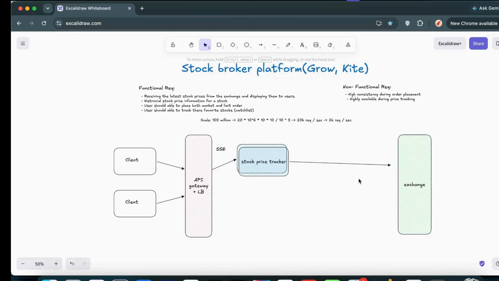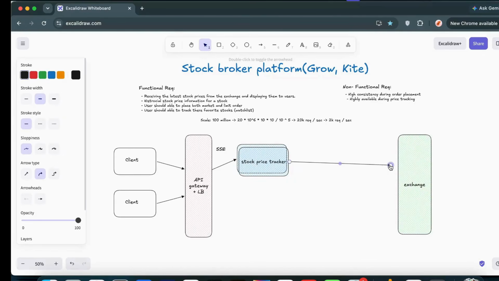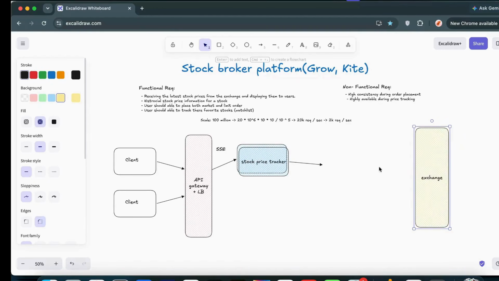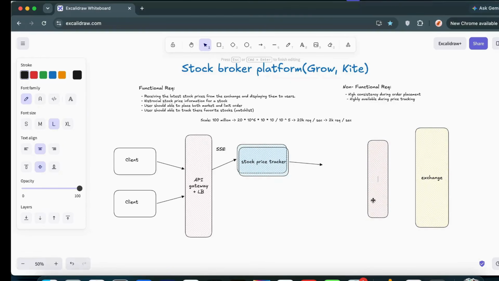Now talking about the connection from the exchange to the stock price tracker, we don't want to expose our internal servers directly to the exchange to get the latest stock prices. For that, we will have a dedicated exchange gateway here. We can call it the exchange gateway. So that is another component we will have, and this exchange gateway will be ours.